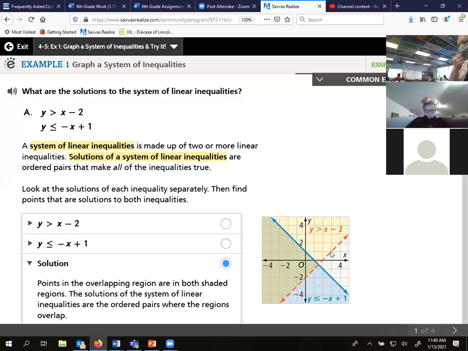So if they put them both together, you can see they shaded everything, but this darker area is the actual answer. Okay, that's everywhere where y is greater than the line x minus 2, but less than or equal to the line negative x plus 1. Basically, you're just going to be putting two inequalities on the same graph. So very, very, very similar to the last couple of days.